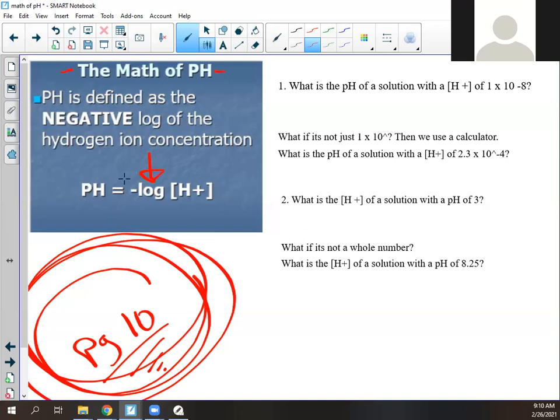All right. This is just pushing a button on your calculator. Yeah. If you're on your iPhone, you'll have to turn it sideways.